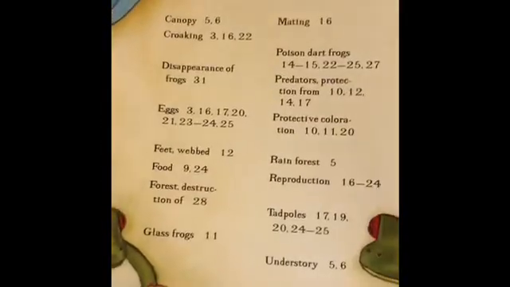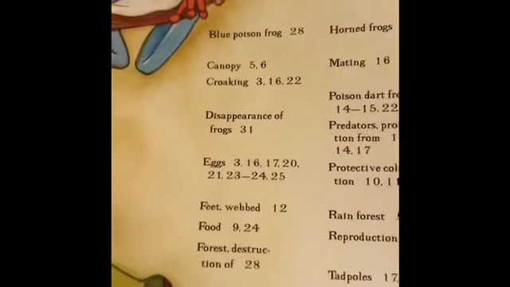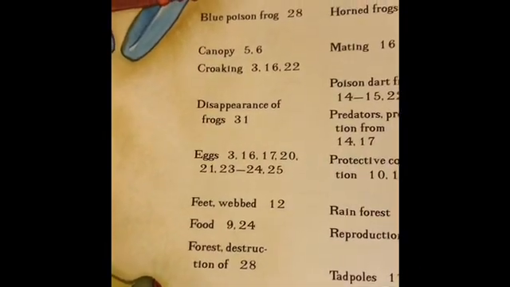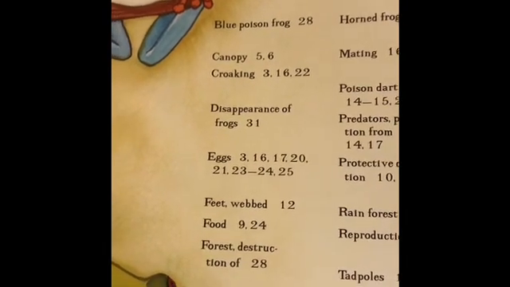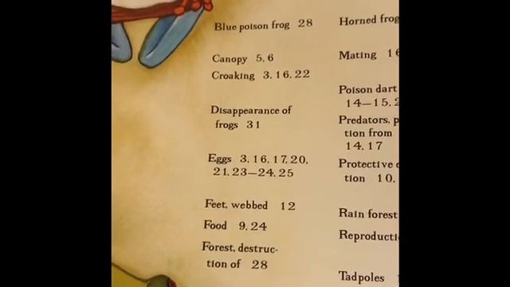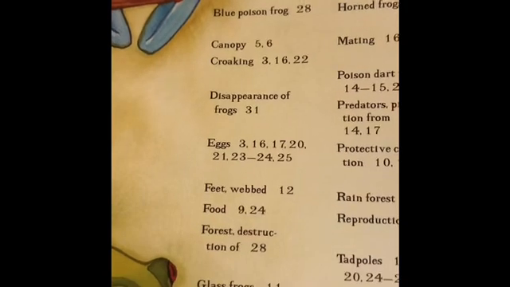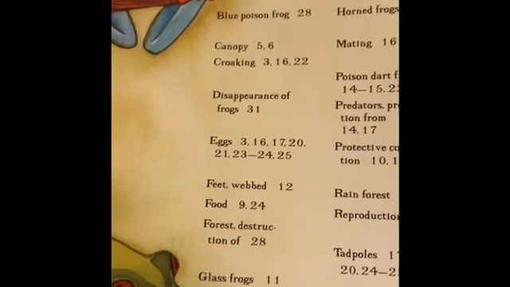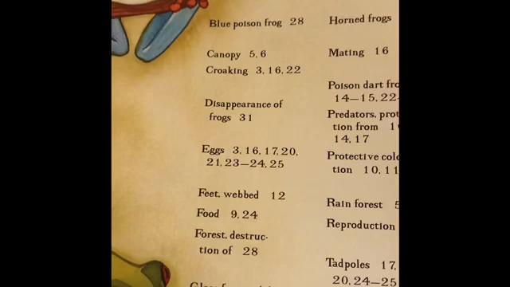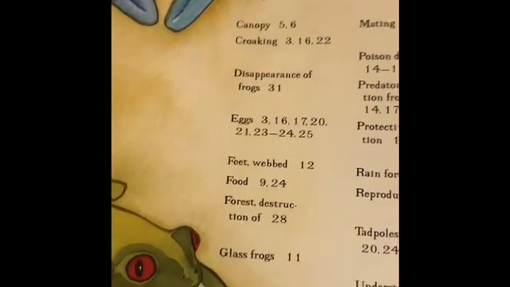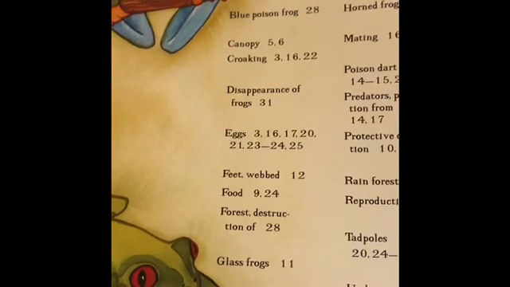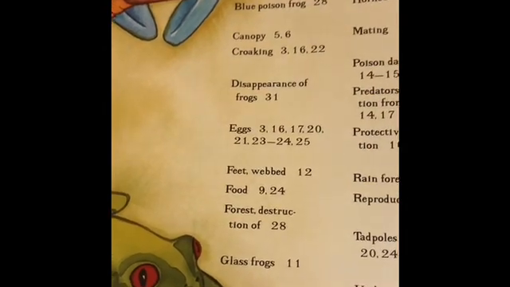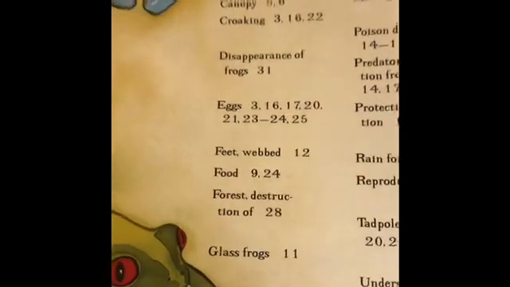Oh, and there is an index. So here I can see that if I wanted to learn about blue poison frog, I'd turn to page 28. The canopy is on page 5 and 6. Croaking, disappearance of frogs, eggs. I knew we were going to talk about eggs. I saw all those pictures. Webbed feet, food. So if you have any questions about the diet, you would go to page 9 or 24.